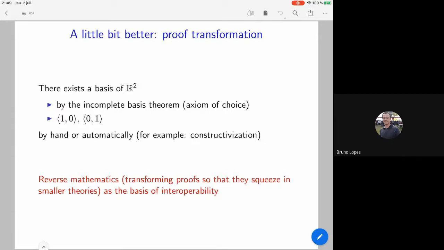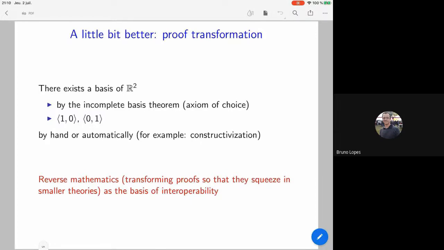Many mathematicians think the first one is more general because it applies to all vector spaces and not just to R square. But of course, the second one is much more general because it holds in any model of set theory and not only in models of set theory with the axiom of choice. So it gives us much more information about the models of set theory.